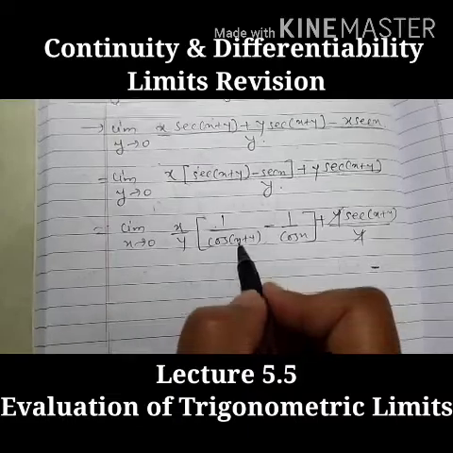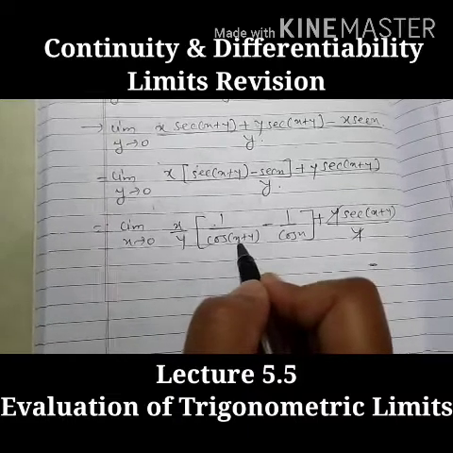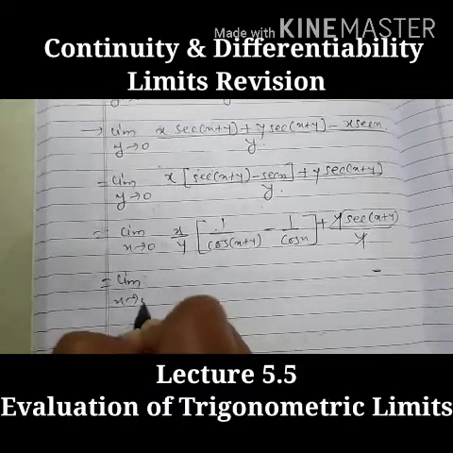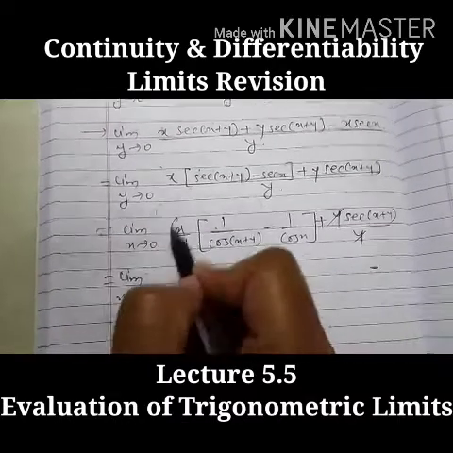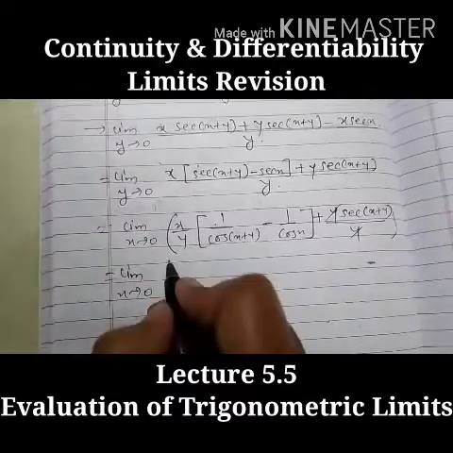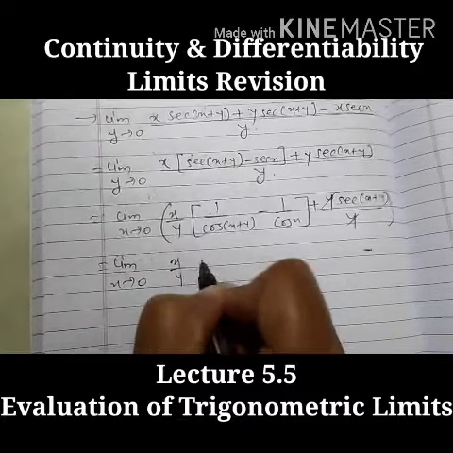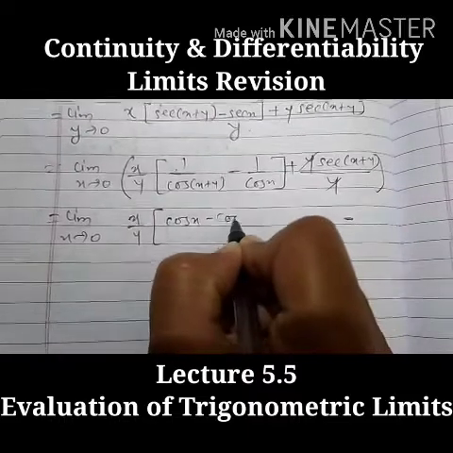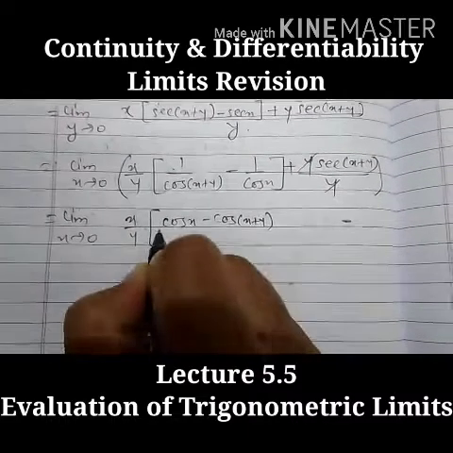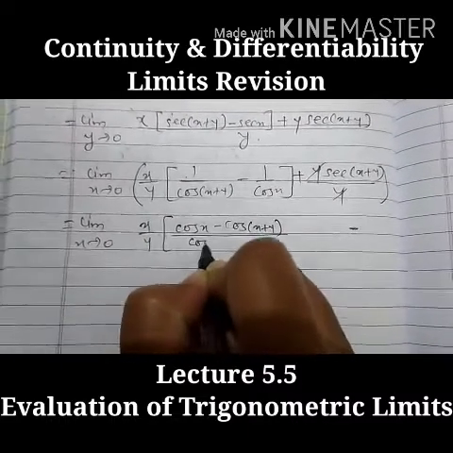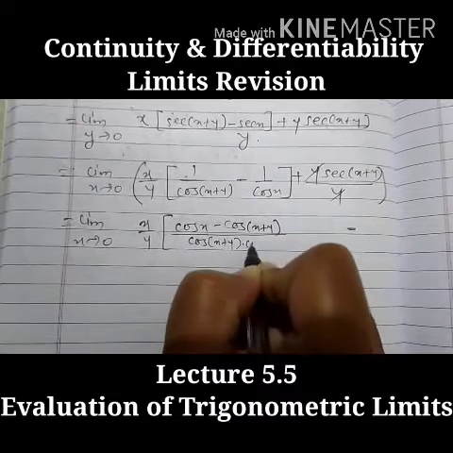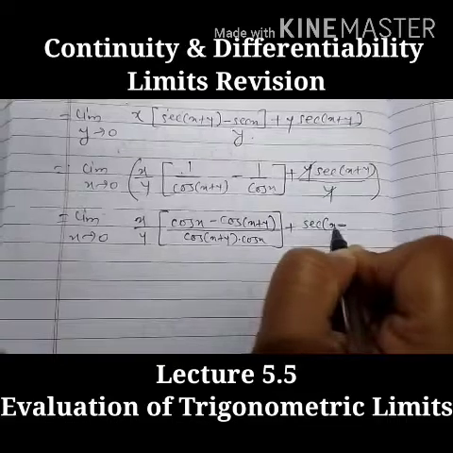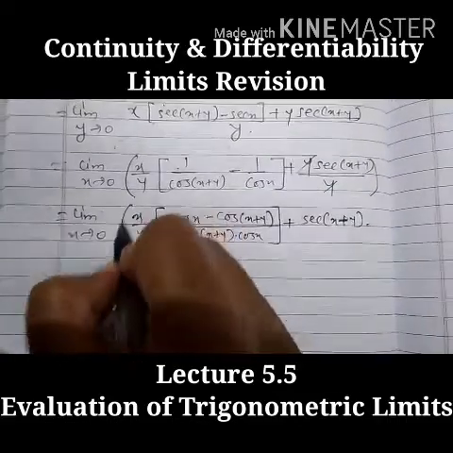Any doubt now? Now here we'll take the LCM and cross multiply. So we are having limit as y tends to 0. You can give your bracket so that it is going inside the bracket. So it will be x upon y, cos x minus cos of x plus y, and the LCM is cos of x plus y into cos x. Any doubt? Plus sec of x plus y as it is. Understood?